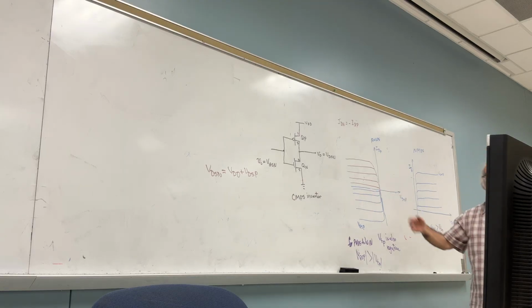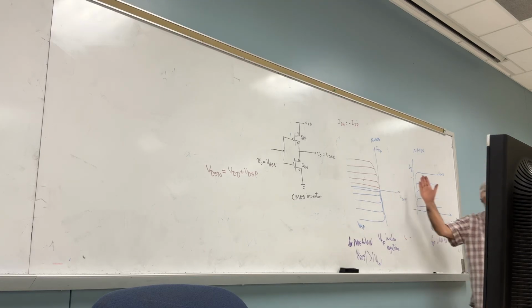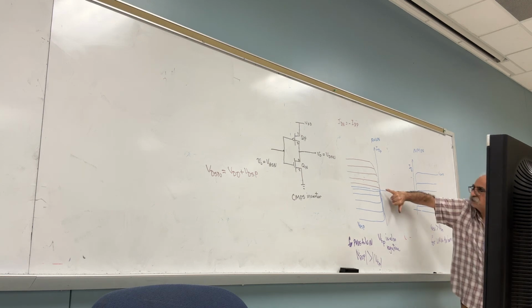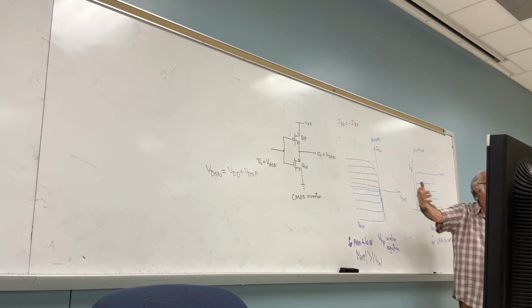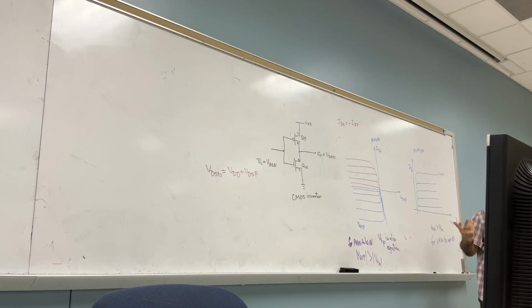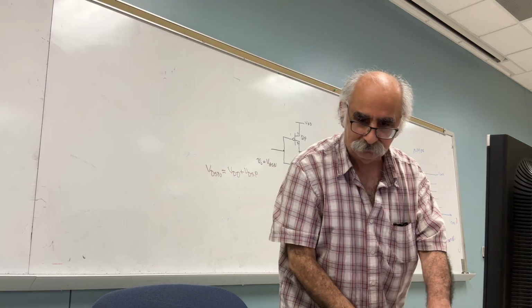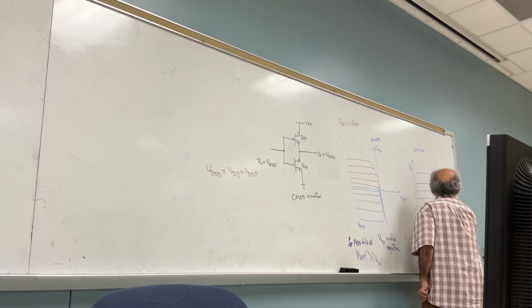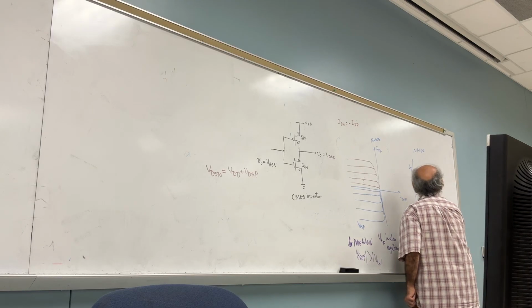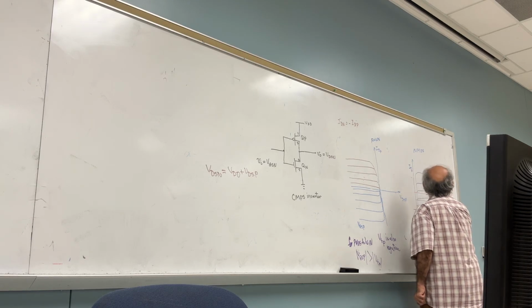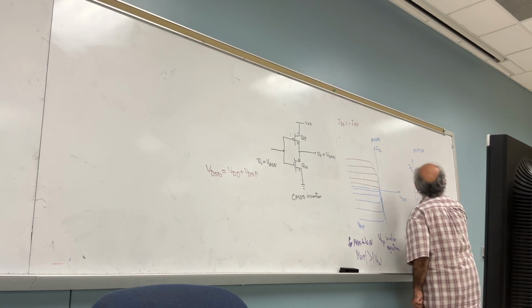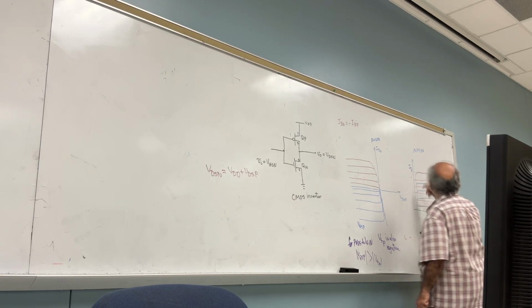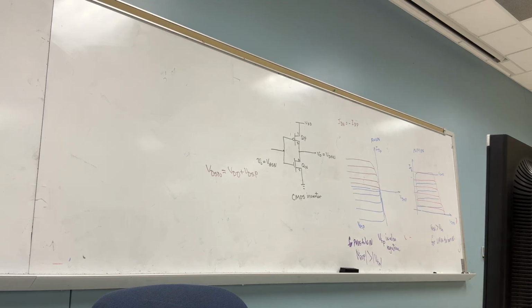Good. What do I need to do with this curve? It's shifted by how much? VDD. Where is this point here? 0. When you shifted VDD, how much does it become? VDD. So the curve becomes like this, and so on and so forth. Did you get it or not?